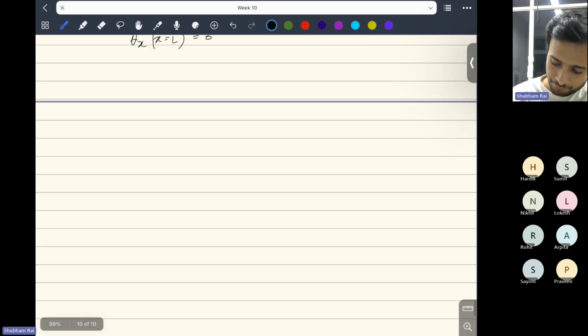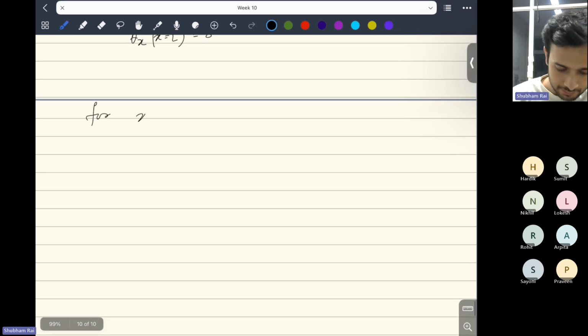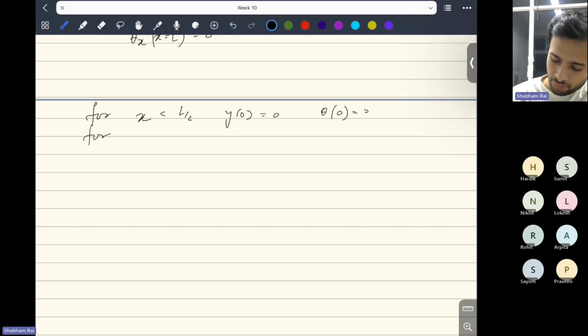So let's say for x less than L by 2, y at x equal to 0 will be 0, and theta at x equal to 0 will be 0. These are the boundary conditions, so we can say that this is boundary condition 1 and this is boundary condition 2. For x greater than or equal to L by 2, you have theta at x equal to L. So that is 0. Now you have two equations.